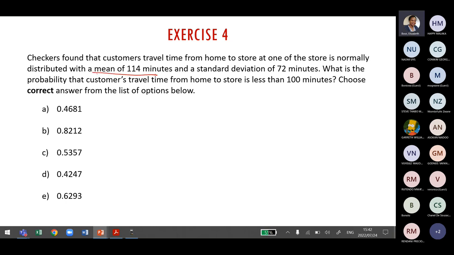So what you are given is the mean, the standard deviation, and you are asked for less than 100. So you need to calculate the probability that X is less than 100. I'm going to give you a couple of minutes to do that. Remember the formula, less than X minus the mean divided by the standard deviation.